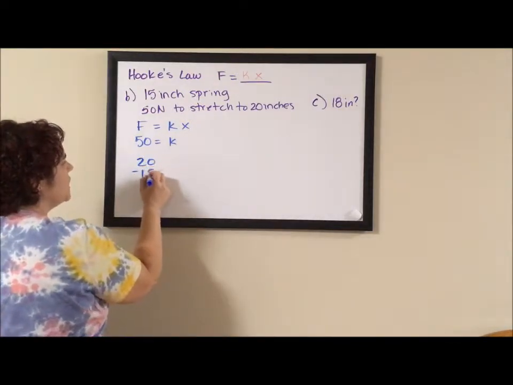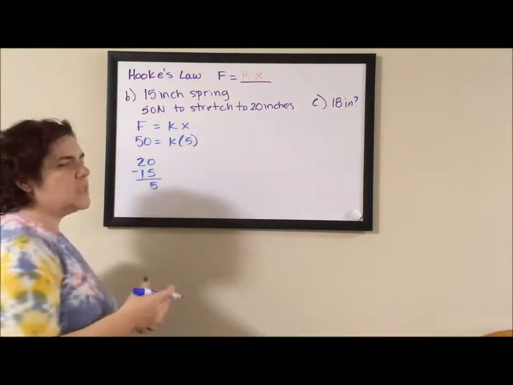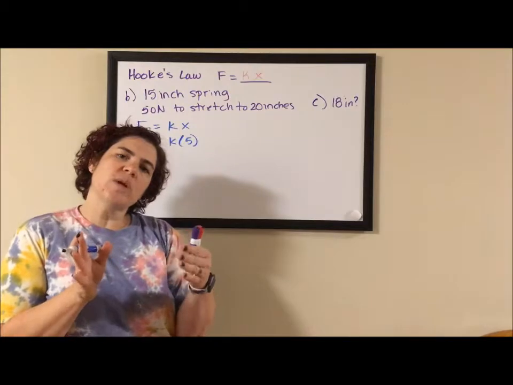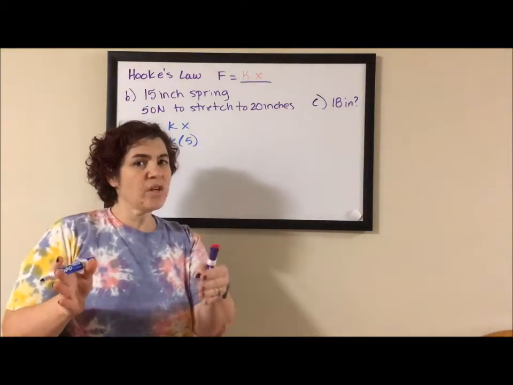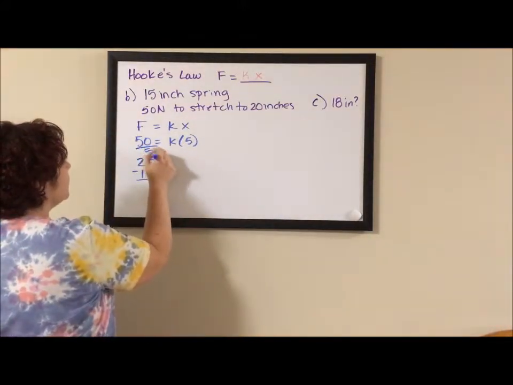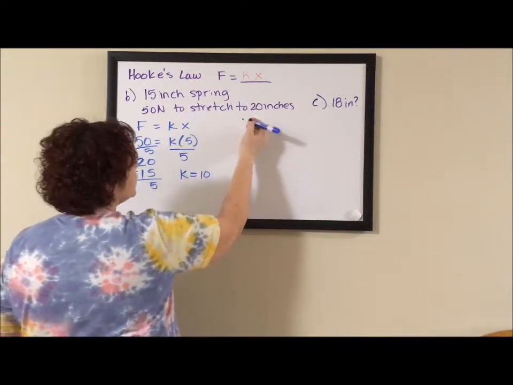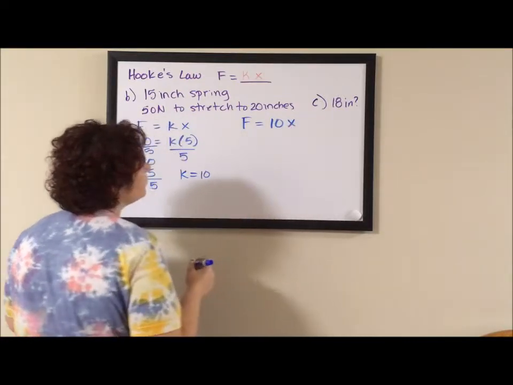20 minus 15, the X is 5 because we didn't stretch the spring 20 inches. We stretched the spring to 20 inches, but it started at 15. So if we divide both sides by 5, we get that K is equal to 10, or that our actual formula is F equals 10x.